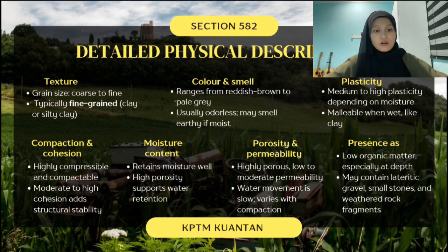Next, compaction and cohesion. Bauxite soil is highly compressible and easily compacted under pressure. It also has moderate to high cohesion, which helps bind the particles together and adds structural stability.